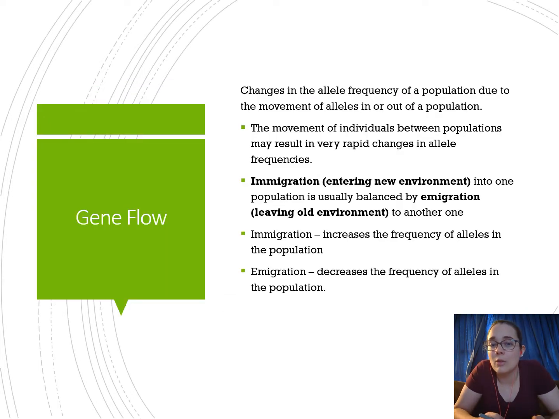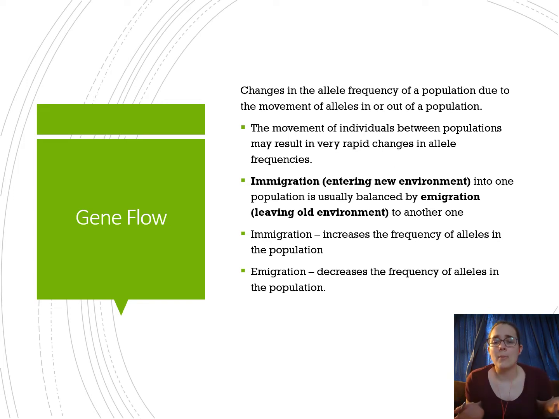So gene flow is how alleles move within a population and within areas. So we're looking at alleles coming into an area, but also alleles being removed from an area. So immigration is entering a new environment. One population is generally balanced by the leaving of an old environment to a new one. So immigration is moving in, emigration is moving out. You do need to know the differences between these two things, when things move in versus when things are leaving.